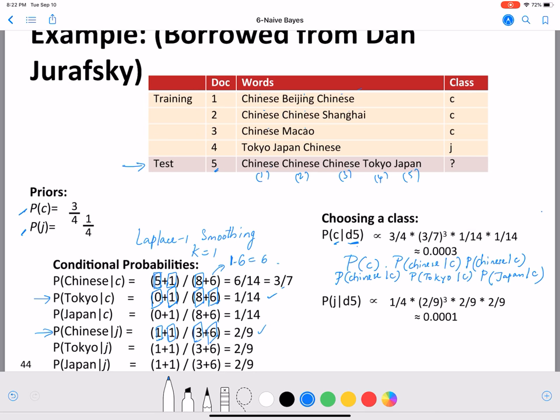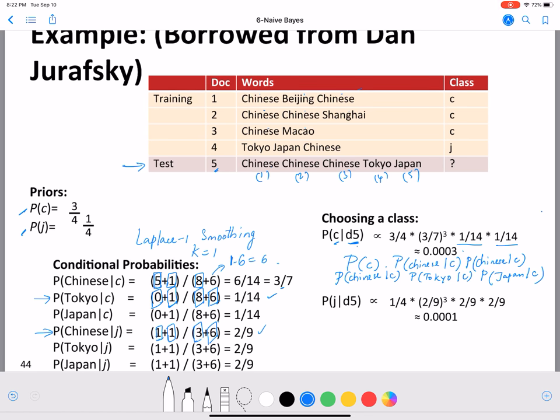P of Chinese given C occurs 3 times. The value is 3 by 7, so 3 by 7 raised to 3. P of Tokyo given C is 1 over 14, and P of Japan given C is 1 over 14. When you multiply all these together, you get 0.0003. Similarly, you can calculate for P of J given D5.